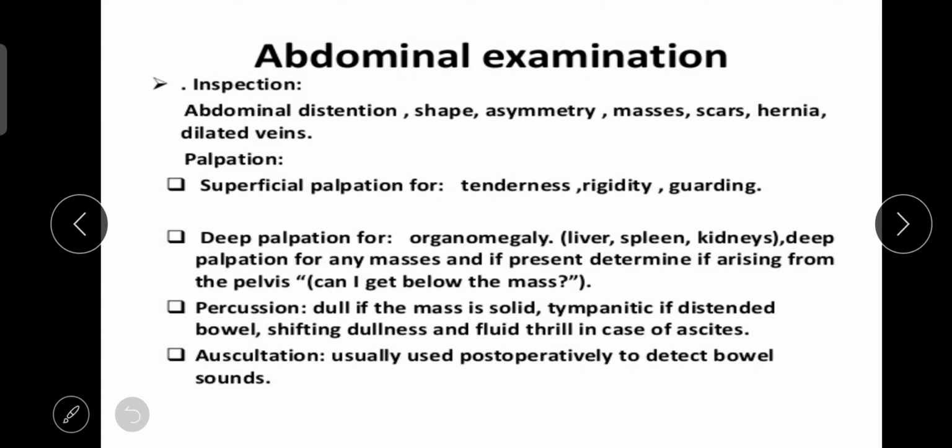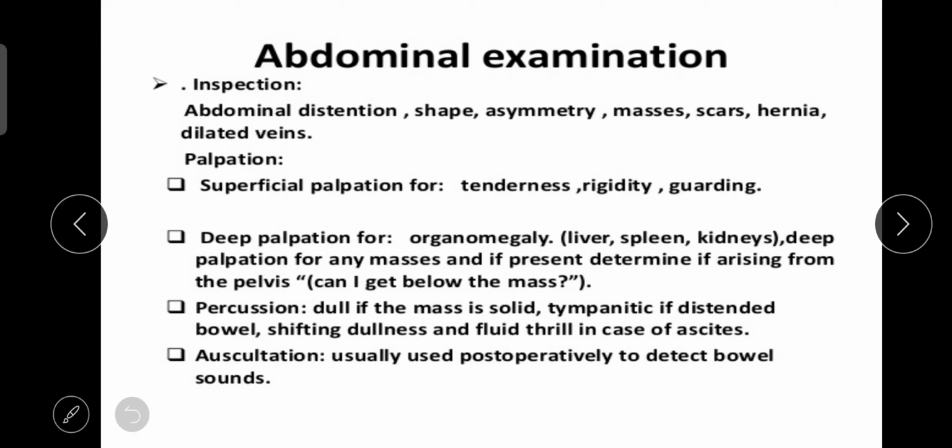Next one is abdominal examination. In the inspection, you look for any abdominal distension, shape of the abdomen, asymmetry, mass, scar, hernia, or dilated veins. In palpation, you do superficial palpation for tenderness, rigidity and guarding, and deep palpation for organomegaly like liver, spleen, kidney, or for any mass, and if present, determine if it is arising from the pelvis. Percussion means we are going to see whether any fluid collection is there or not, and auscultation means bowel sounds. So these are the things we are going to do in the abdominal examination.